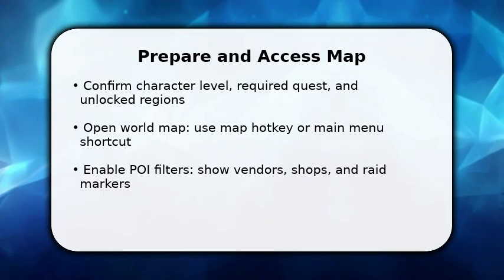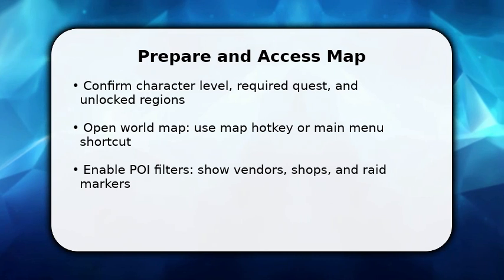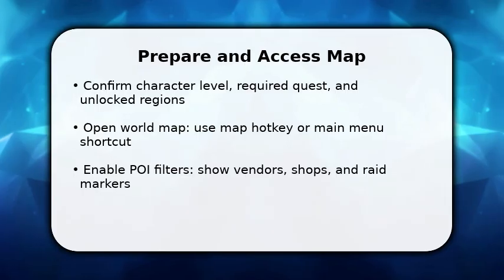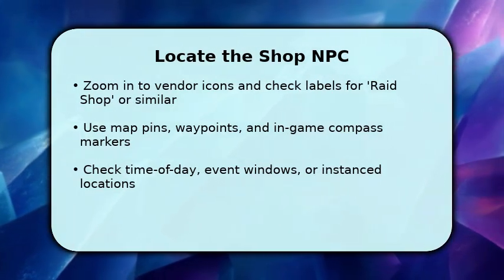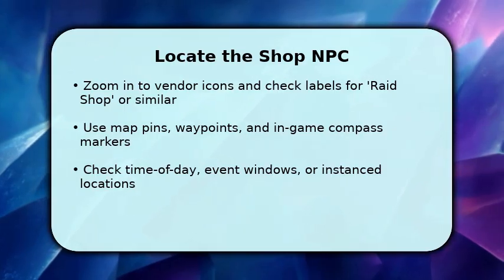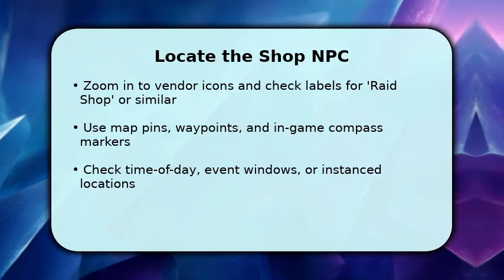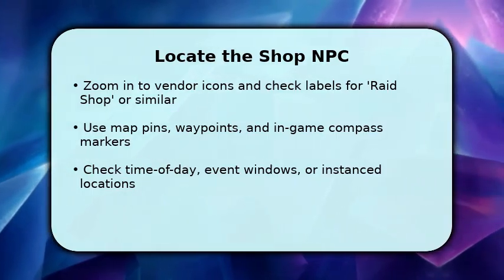Make sure to note fast travel nodes nearby, because reaching the shop quickly reduces downtime and lets you return to raids with minimal detour. Next, you zoom into vendor icons and read labels. Look specifically for names like Raid Shop, Quartermaster, or Token Vendor because naming varies. Place a waypoint and follow the in-game compass, adjusting if you enter instance zones or multi-floor areas.